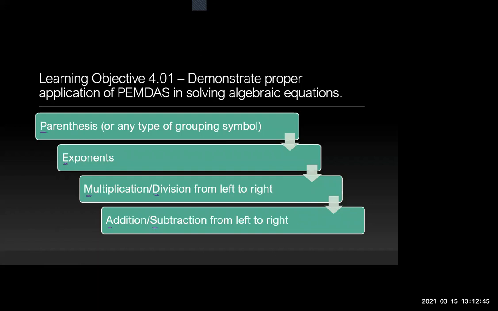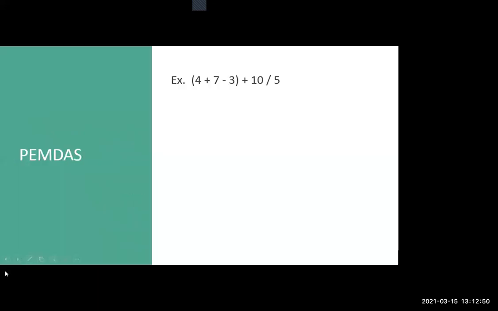Addition and subtraction, we do them in order from left to right as well. So let's look at an example. If I'm working this example, I would start with the parentheses, meaning I'm going to calculate the 4 plus the 7 minus 3, okay? 4 plus 7 gives me 11, 11 minus 3 gives me 8, so I'm going to replace the parentheses with an 8.